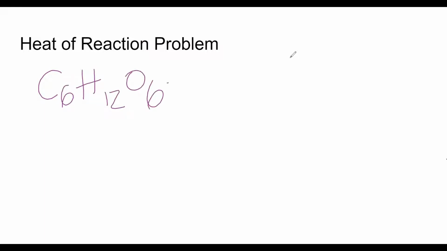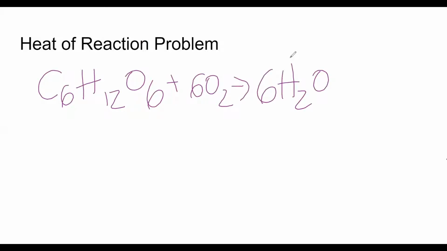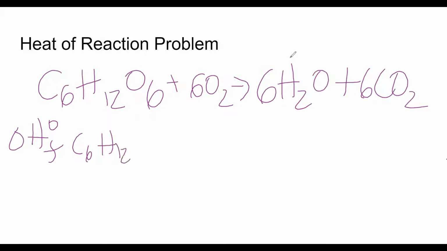C6H12O6 plus 6O2 produces 6H2O plus 6CO2. Oh my gosh, this feels so amazing. It feels so liberated. So delta H of formation of C6H12O6 was, what was it, negative 1270? I think it was negative 1270.